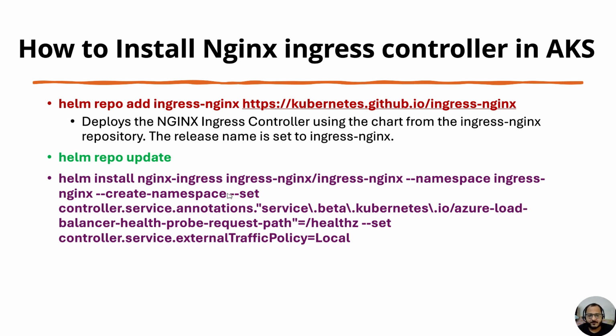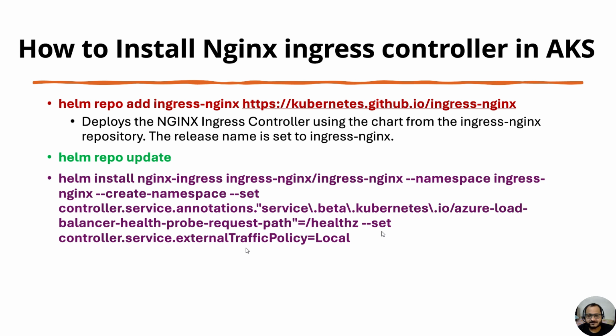And the main important part of this command, if you can see, these flags: --set. I have set up here two flags. The very first one is --set controller.service.annotations.service.beta.kubernetes.io/azure-load-balancer-health-probe-request-path or something. So basically this is the main flag which you have to set up during the installation of the Nginx Ingress Controller on AKS.